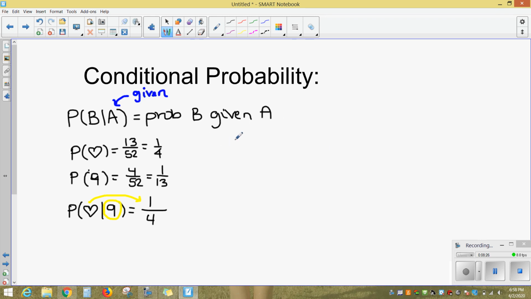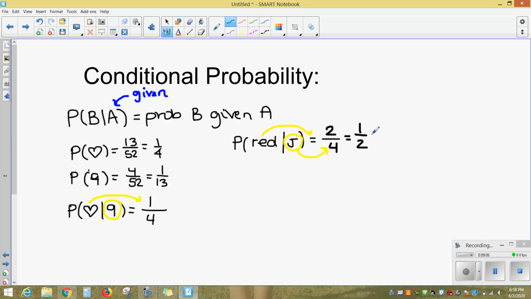If I want to find the probability that I have drawn a red card, given that it's a jack, the jack is the piece that's given to me. So I think, well, how many jacks are there in the deck? There's 4. Of those jacks, how many of them are red? 2 of them are red, and 2 of them are black.